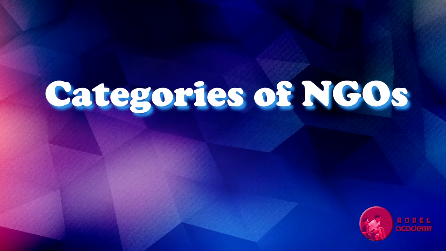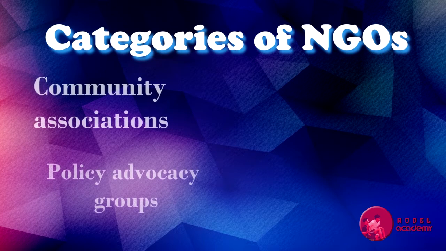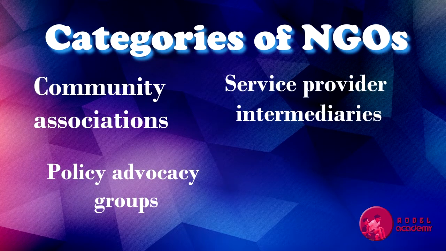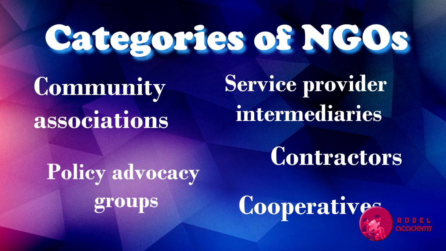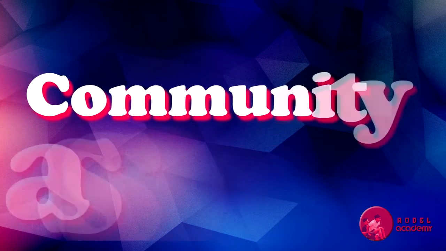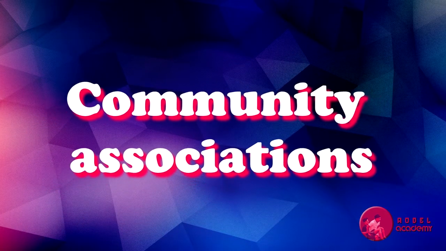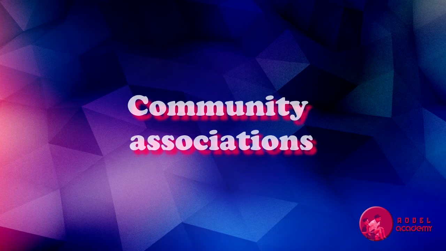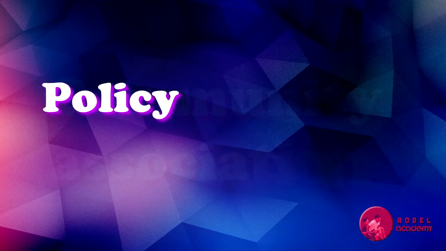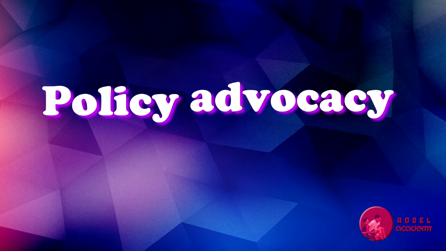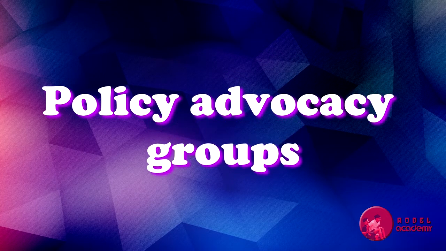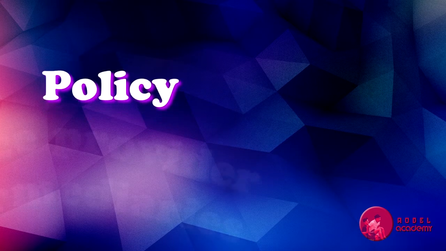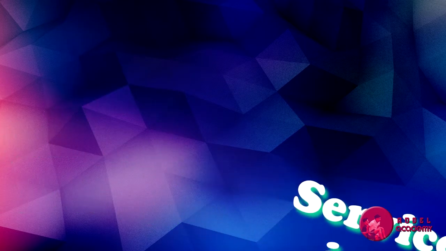Categories of NGOs are community associations, policy advocacy groups, service provider intermediaries, contractors, and cooperatives. Community associations represent voices of people from different communities and act as a bridge between members of the communities and government. Policy advocacy groups have local, national, and international levels of participation. It serves as catalyst for collective action among poor persons in societies unaccustomed to such behavior.